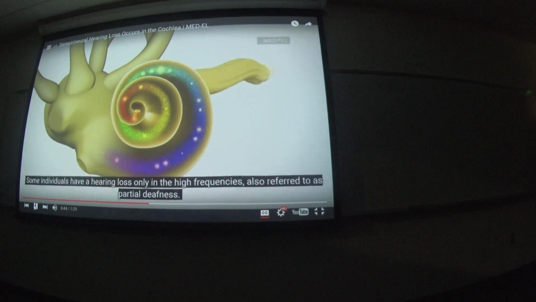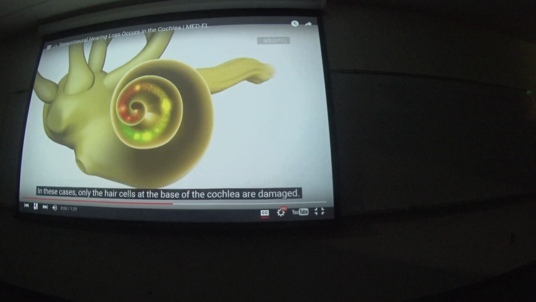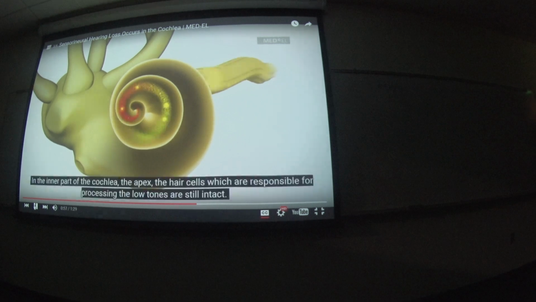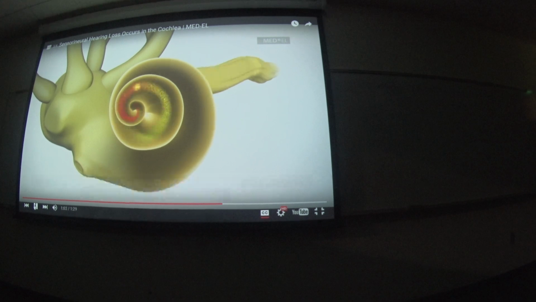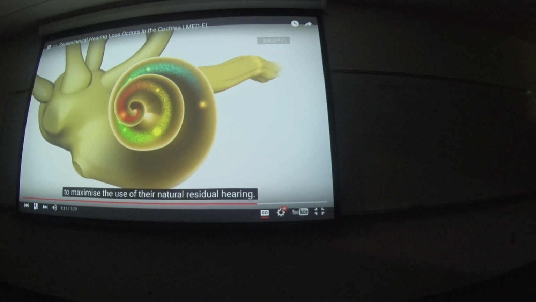Some individuals have a hearing loss only in the high frequencies, also referred to as partial deafness. In these cases, only the hair cells at the base of the cochlea are damaged. In the inner part of the cochlea, the apex, the hair cells which are responsible for processing the low tones are still intact. Combined electric and acoustic stimulation, or EAS, was developed specifically for these individuals to maximize the use of their natural residual hearing.